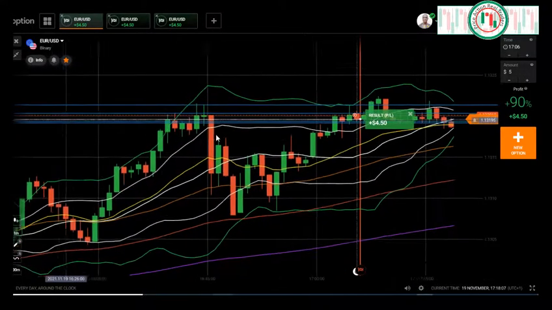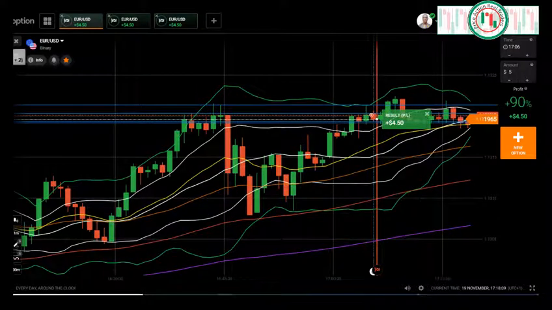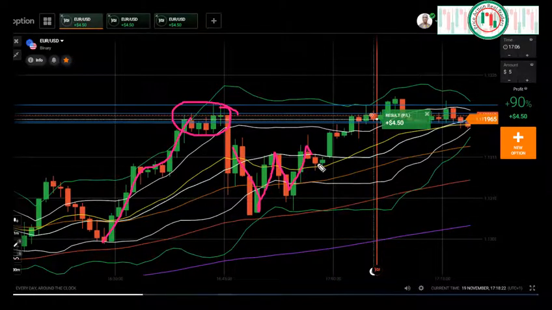So what you can observe here, you see, after a strong uptrend, the market holds at this level. So when the market reaches this level, you should expect the market to hold again. You see, this is a consolidation area, so the market must consolidate again.